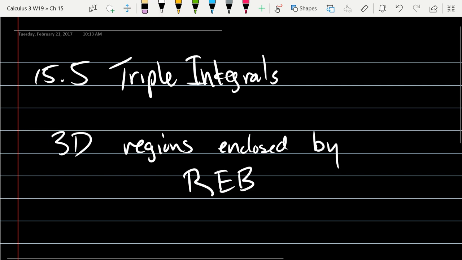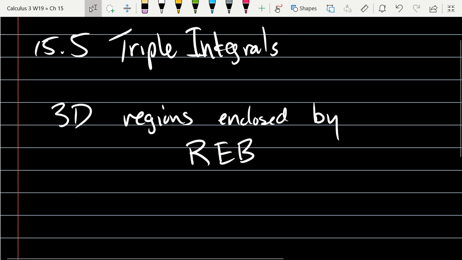So we'll use REB for region enclosed by. And this means that our region will be in three dimensions. There'll be something really obvious when you're in three dimensions, which is a third coordinate. So there'll be x's, y's, and z's. That's another indication you're in three dimensions, whereas before in two dimensions, we only had x's and y's when we were doing regions bounded by.